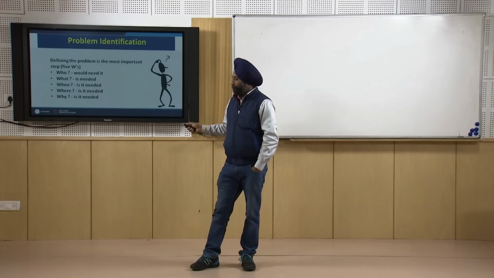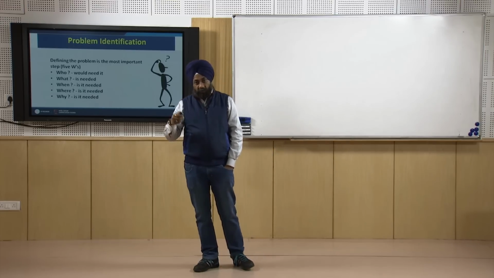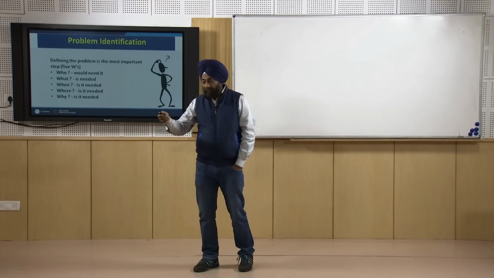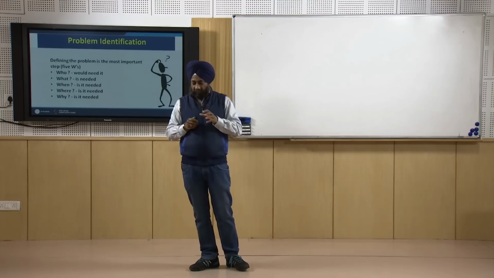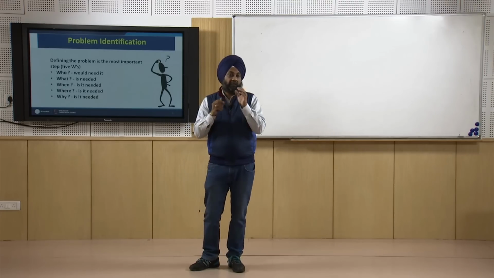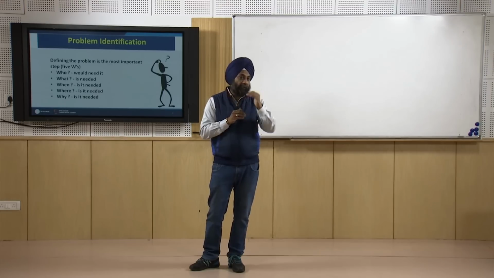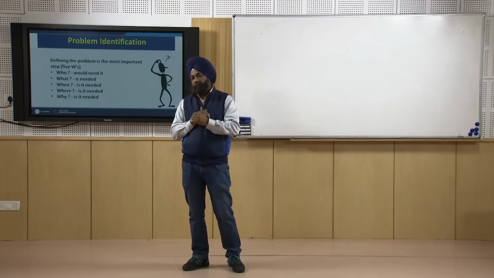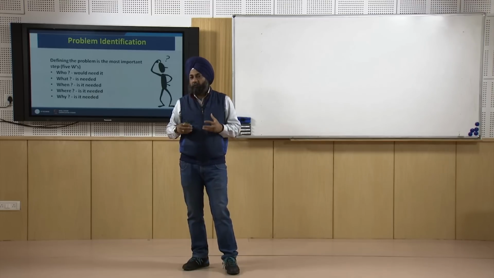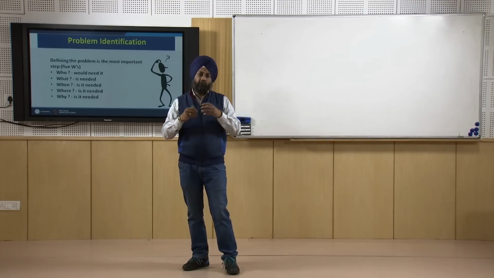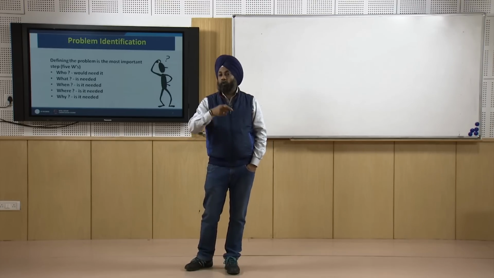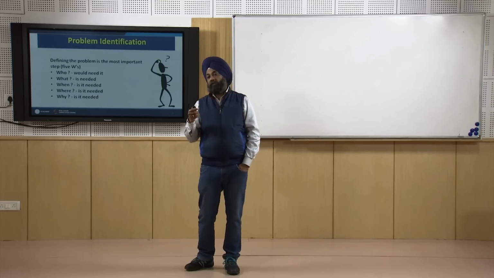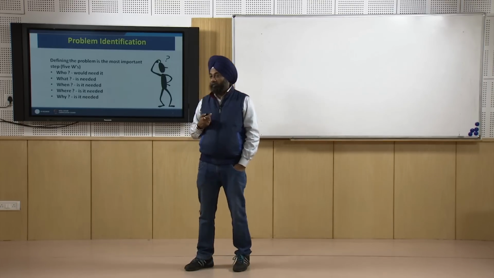So you have three things: who needs it, who is the customer, who is the beneficiary; what does he need; when does he need it; and the next is where it is needed. There can be an explanation regarding the where, because sometimes a product may be required in a particular region only. For example, a snow jacket or snow wear would be required in areas where there is a lot of snow. So the location domain is also important when you are identifying a problem for value engineering.